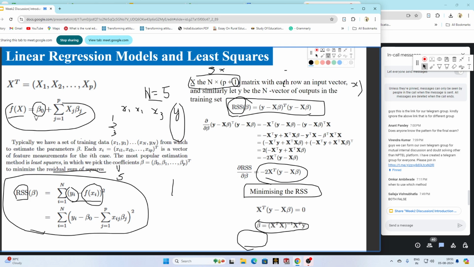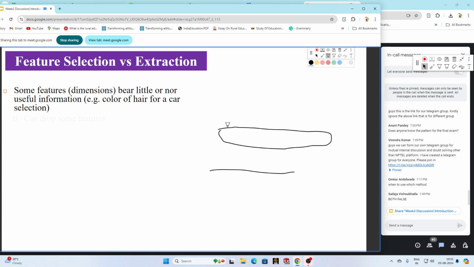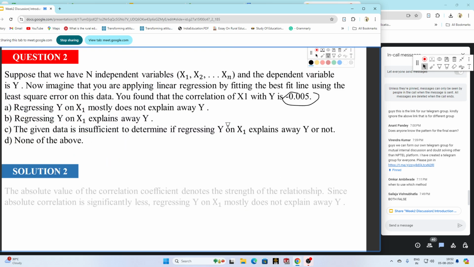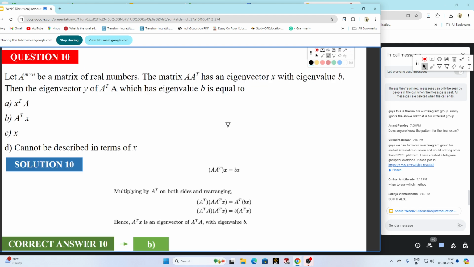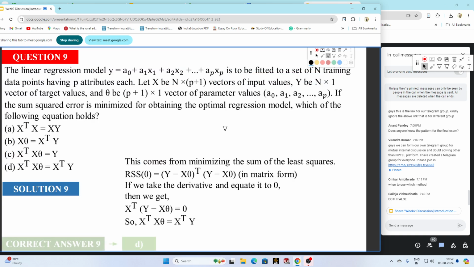Here they have called it theta for beta 0, beta 1, beta 2, etc., and instead of beta 0 they have used a0, a1, etc. Other things are quite similar. Same thing, so we will again do the same steps. These are the four options.